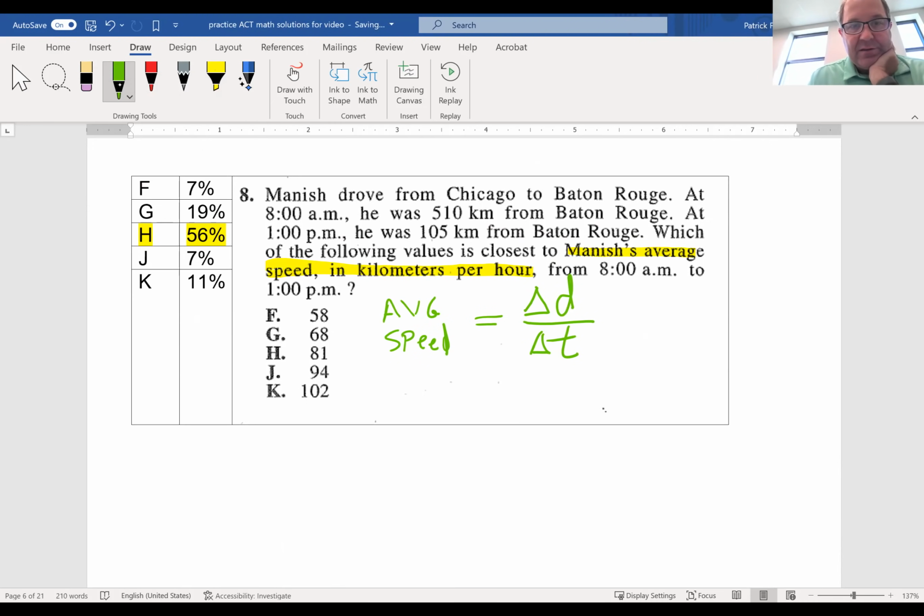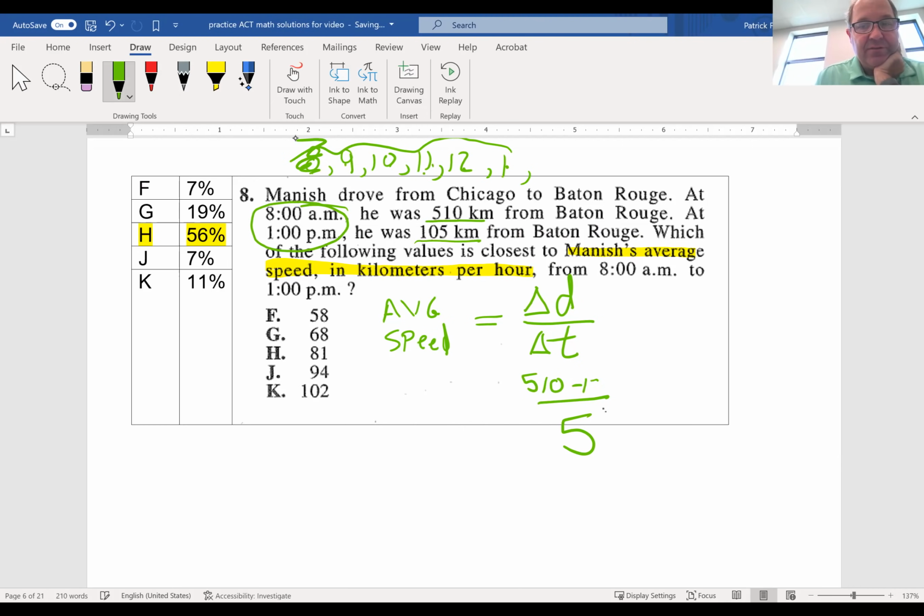So our time goes from 8 a.m. to 1 p.m. So we think about that, 8 a.m. We have 8, 9, 10, 11 o'clock, 12 o'clock, 1 o'clock. That's a total of 6 hours, right? No, we're starting at 8 o'clock, my fault. So we go to 9 o'clock, 10 o'clock, 11 o'clock, 12 o'clock, 1 o'clock. That's a total of 5 hours. And what's the distance? Well, 510 minus 105.